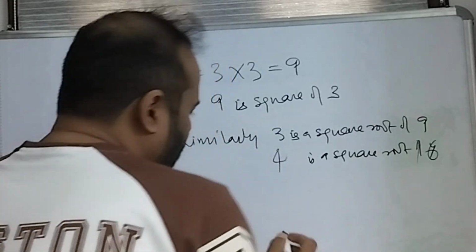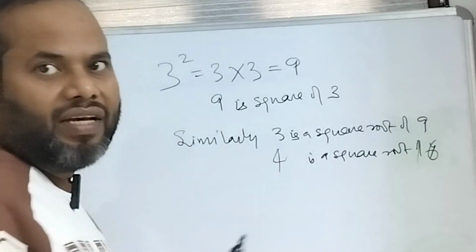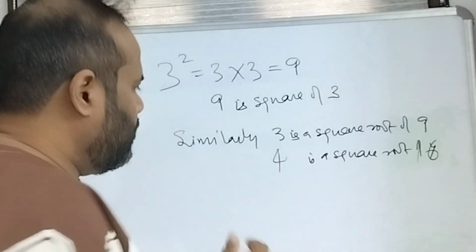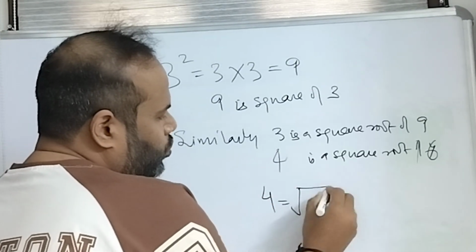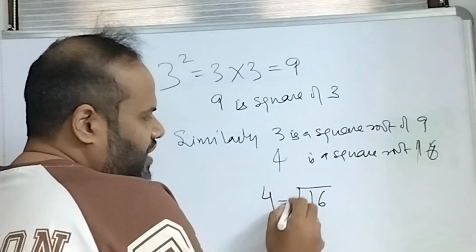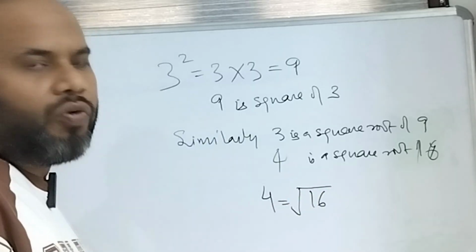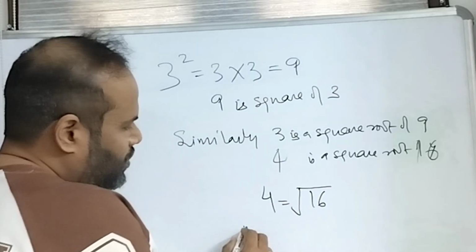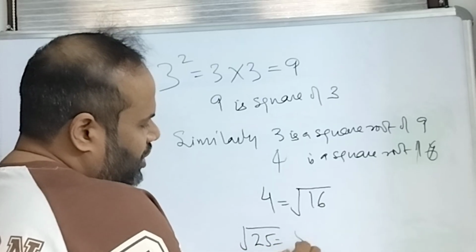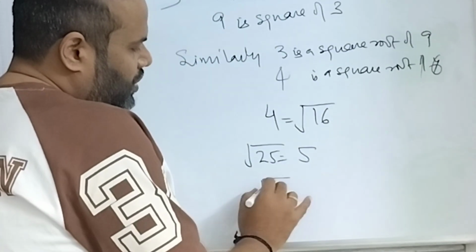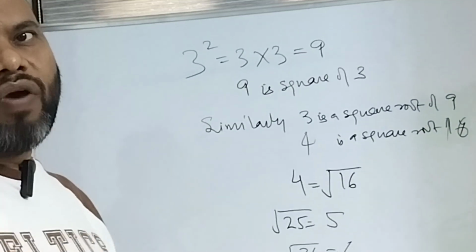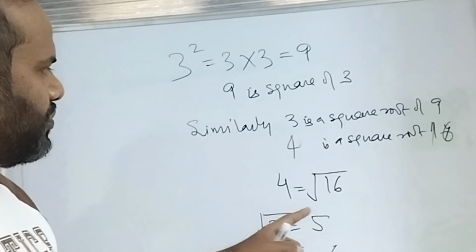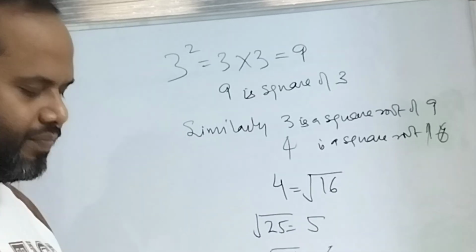Now, how do we annotate the square roots? For example, if I have to write 4 is the square root of 16, this radical mark is known as square root. Or the square root of 25 is 5, or of 36 is 6. So these are all square roots which we can understand from this part.